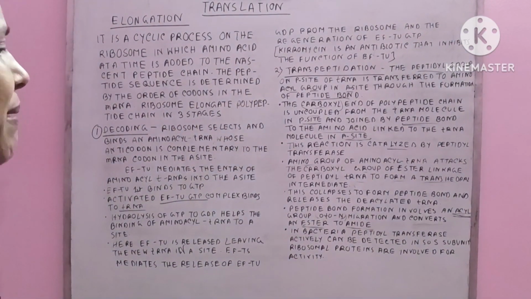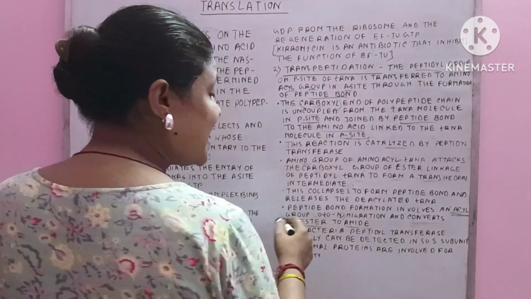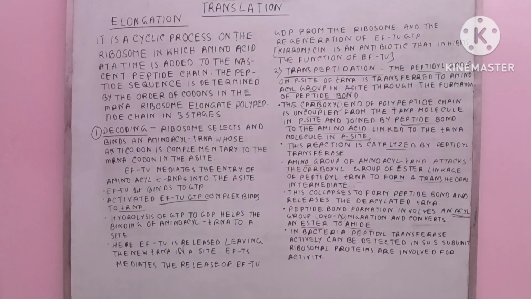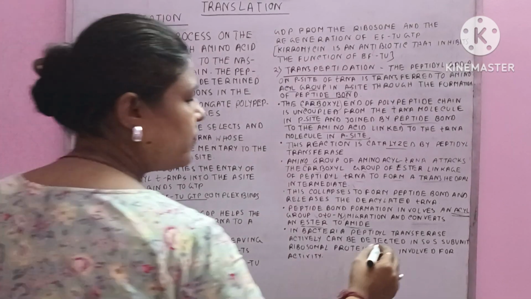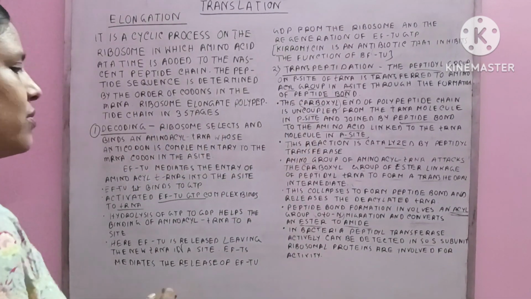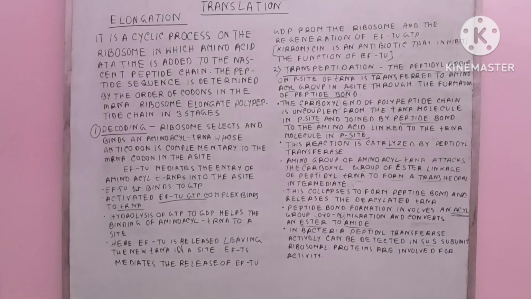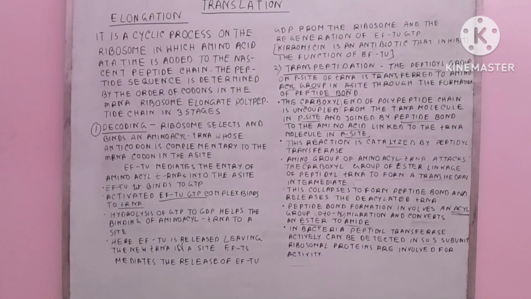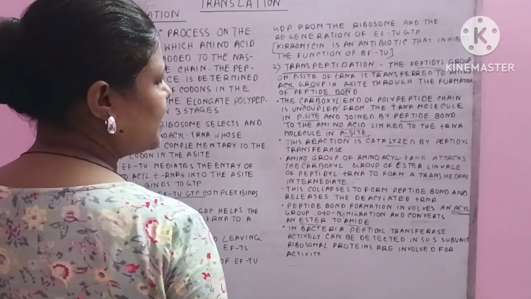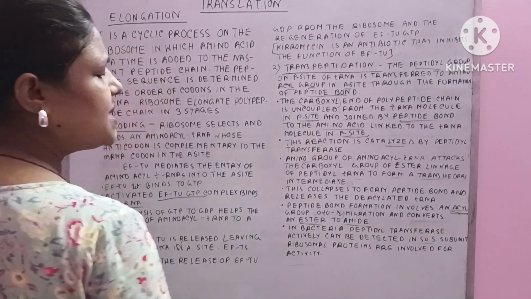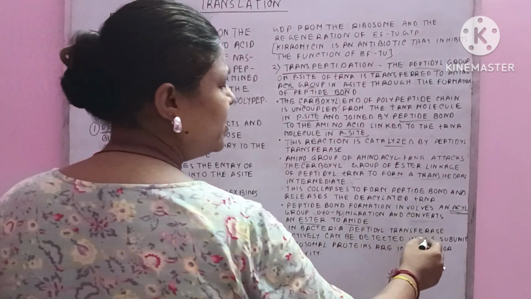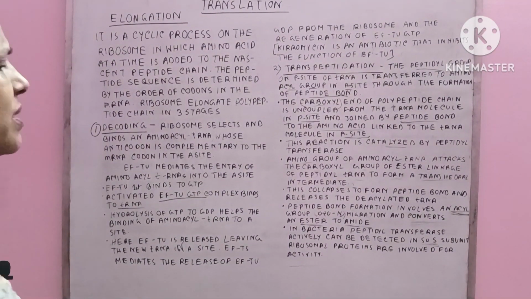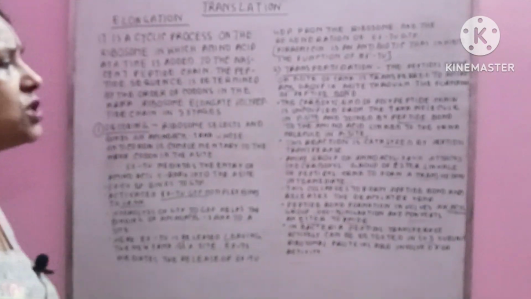Okay. In case of bacteria, peptide transferase activity can be detected in the 50S subunit, and ribosomal proteins are involved in this activity. So this is very simple: in bacteria, peptide transferase activity can be detected in the 50S ribosomal subunit. Okay, other ribosomal proteins are also involved in this.